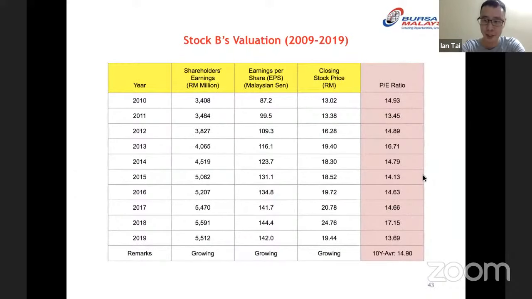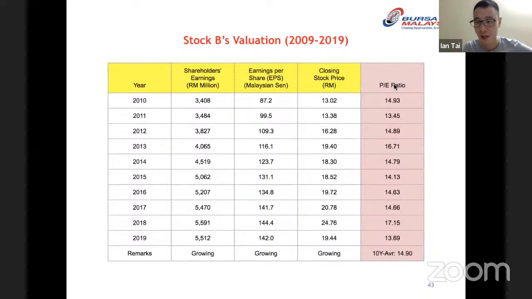I have actually done the figures. So this is what happened. As you can see, the shareholders' earnings grow from 3.4 billion all the way to 5.5 billion. So the earnings have grown, the earnings per share have also grown, which is very good. The closing stock price has also grown. So earnings grow, EPS grow, the stock price has grown.